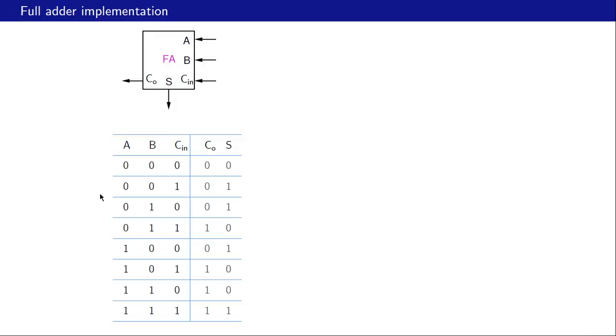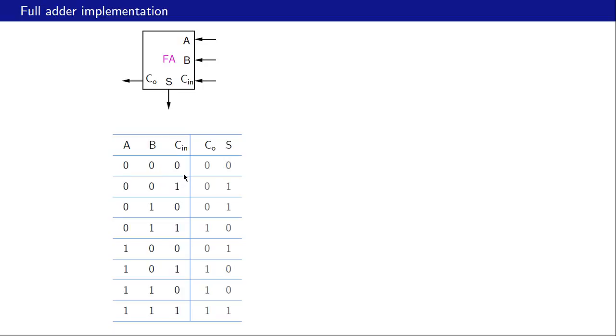Let us now look at how a full adder can be implemented. It has 3 inputs A, B and C in, the carry in coming from the previous stage, and it has 2 outputs, the sum bit and the carry out or CO bit. Okay, so let us construct the truth tables for S and CO. How do we do that?